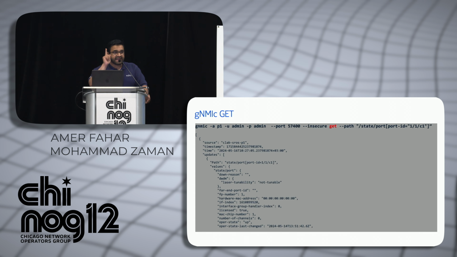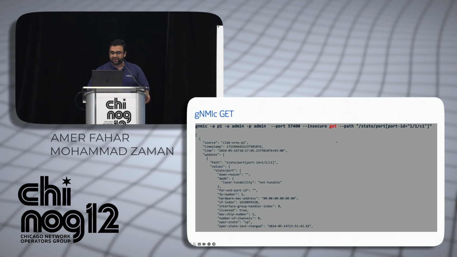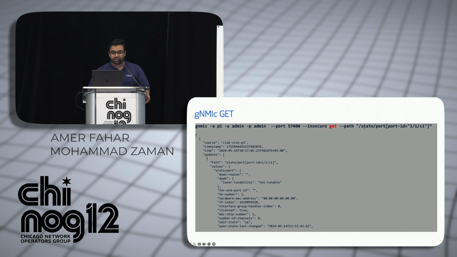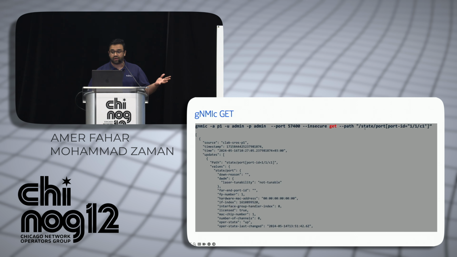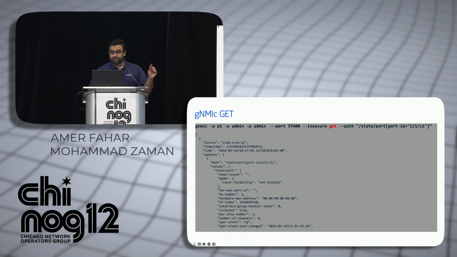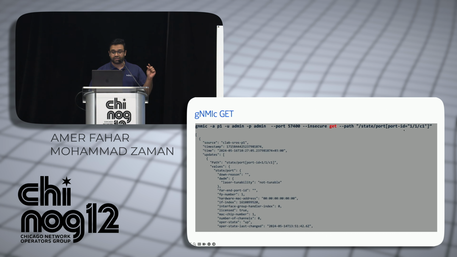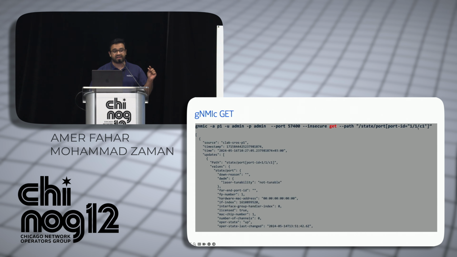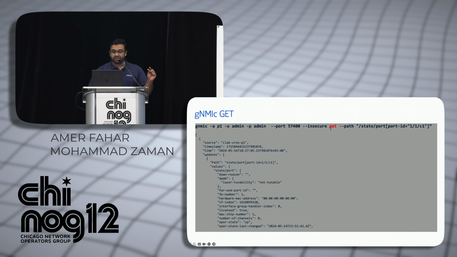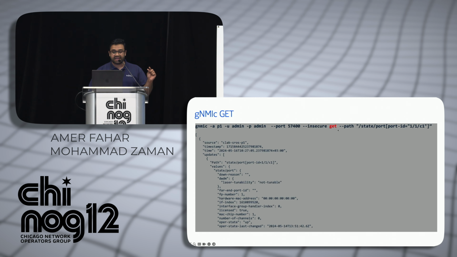The next one is get. So here it is. Let's say I want to know the configuration, or what the configured items are on this path, state, port, and I want the information of that specific 1/1/c1 port. So instead of capabilities, I'm using get and path, right?